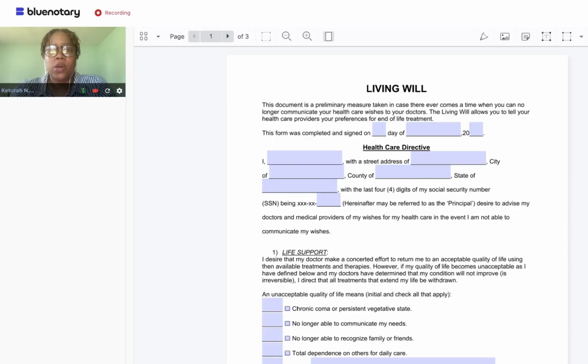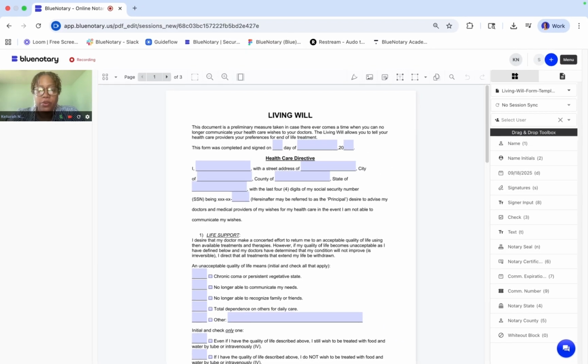As stated before, we want to make sure we're not giving any medical advice. And of course, we want to make sure that all the documentation is appropriate, and that is built into our BlueNotary platform. So with that being said, let's take a look at what a living will notarization will look like inside of BlueNotary. So here we are in a session with a living will.